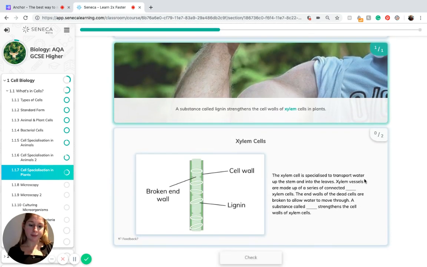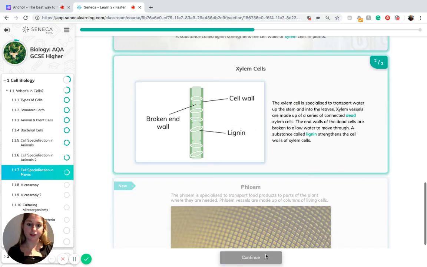The xylem cell is specialized to transport water up the stem and into the leaves. Xylem vessels are made up of a series of connected, dead xylem cells, and the end walls of the dead cells are broken to allow water to move through. A substance called lignin strengthens the cell walls of xylem cells.